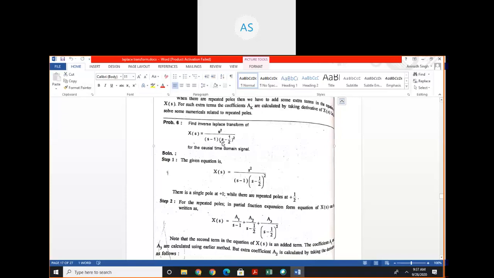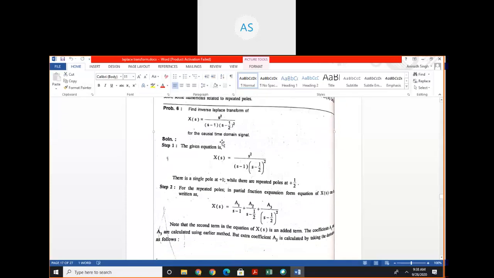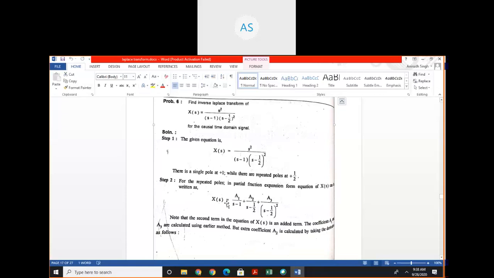In the previous case, the roots are complex. And in this case, when the roots are repeated, find the inverse Laplace transform of x of s, where x of s is given by s squared divided by s minus 1 whole squared of s minus half, for a causal time domain signal. What is the meaning of a causal time domain signal? It means the signal is a right-handed signal.